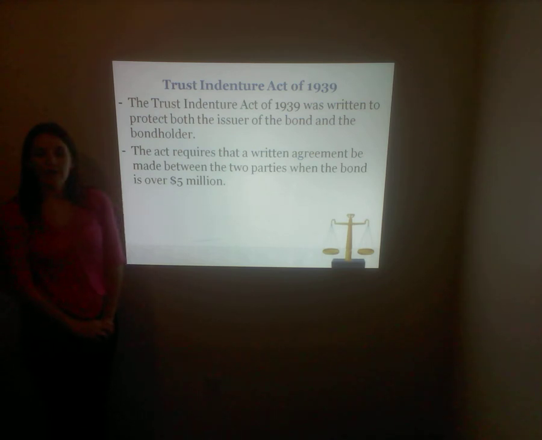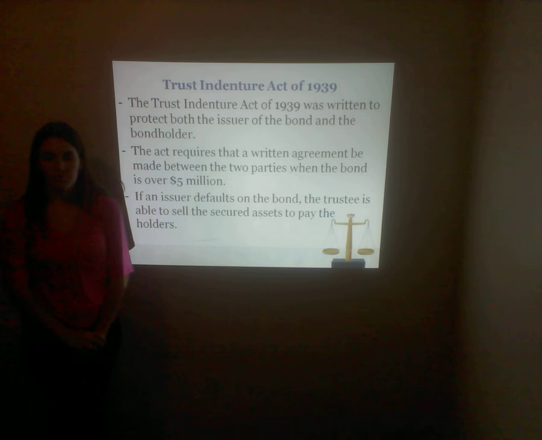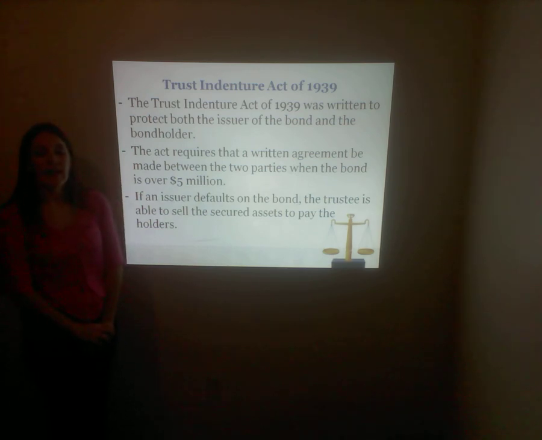The law requires that a written agreement must be present if the bond is over $5 million and a trustee must be appointed for all bonds. A trustee is someone who looks out for the best interest of all parties. The trustee creates an unbiased and fair contract. It is also the responsibility of the trustee to sell any secured assets in the event that the issuer defaults on the bond.